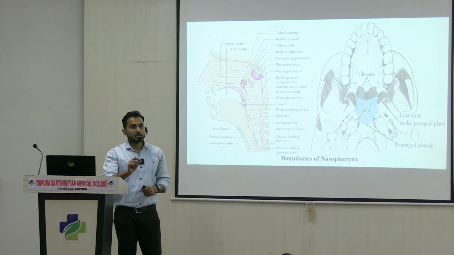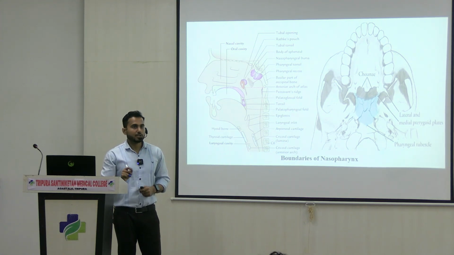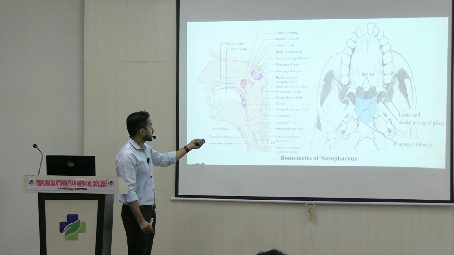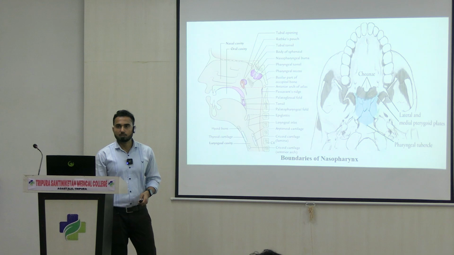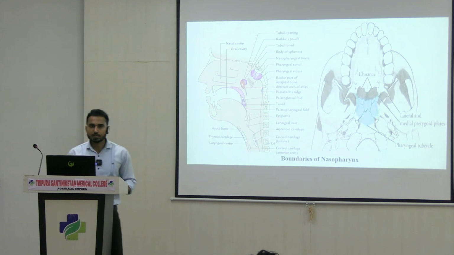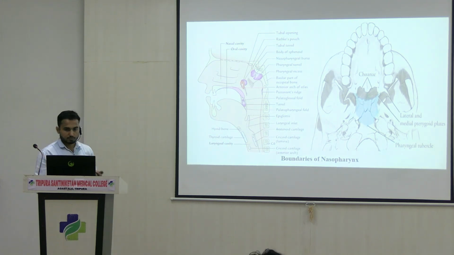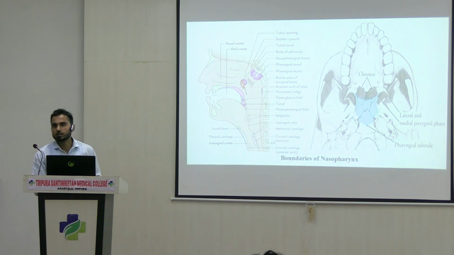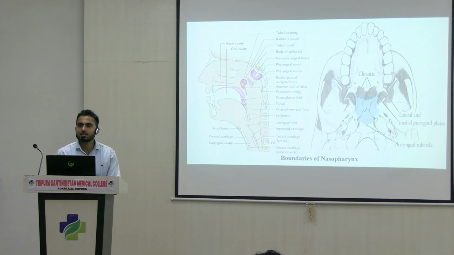Whenever you are writing, you can't mix. For example, if you are writing the features of the nasopharynx, you can't write the features of the oropharynx. You have to be very specific. So please see the boundaries. How to define the boundary of the nasopharynx? First we will see what is present superiorly, then posteriorly, after that anteriorly and inferiorly. That is the boundary, nothing else.